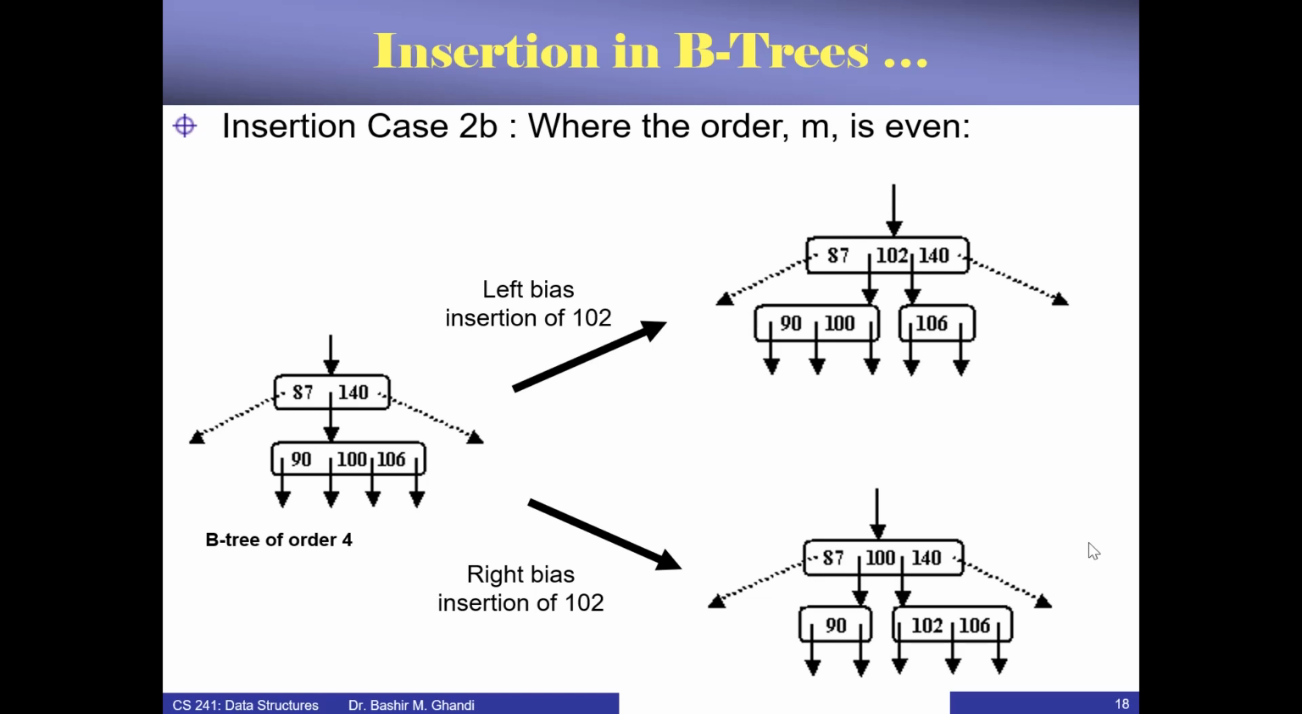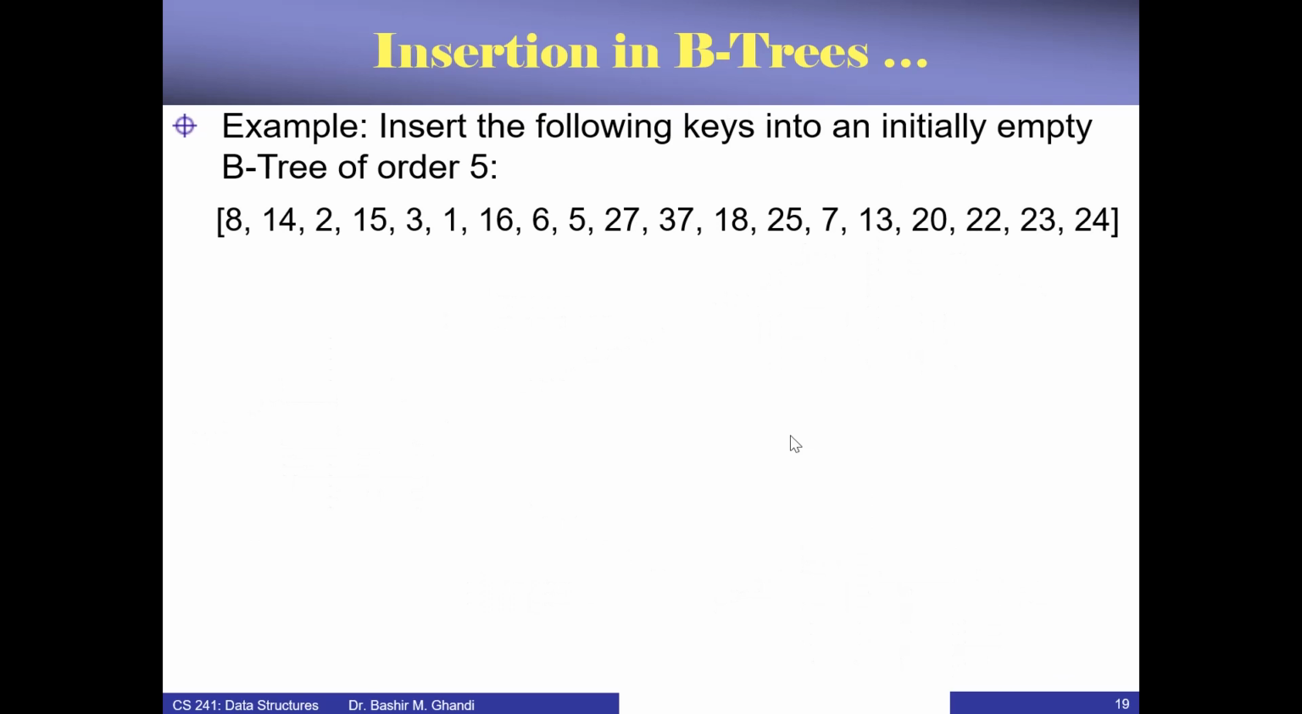This is why in our exams we normally try not to give questions that involve an even number m. Okay, it's still good to know how to do it, but you can be guaranteed that in an exam you will not be asked a question that involves an even number. If you are given one, then definitely you will be told which of these 2 options you should follow, whether left bias or right bias. But most likely you will not be given a question that involves an even number. So this is basically how to do insertion.